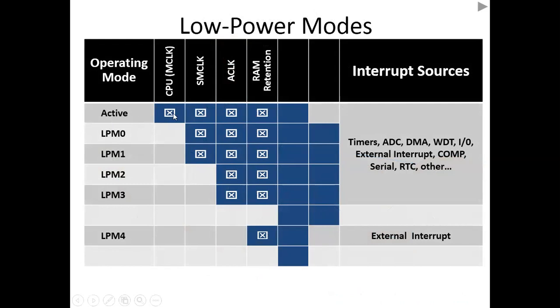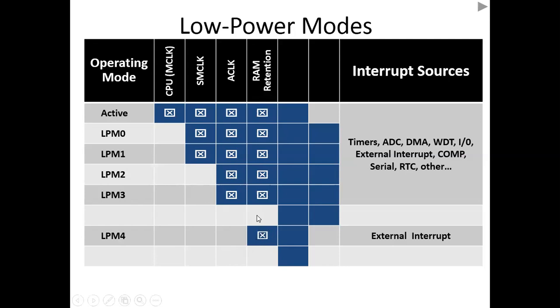For active mode, the CPU, SM clock, A clock, and RAM retention are all in the active position, whereas in low power mode 0, only the CPU is going to be off. In low power mode 1 also, the CPU is off. In low power mode 2 and low power mode 3, the CPU along with the SM clock; the CPU itself contains the M clock also. So in low power mode 2, the CPU along with the SM clock are both disabled. Whereas in low power mode 4, the CPU, SM clock, and even the A clock are disabled, except RAM retention. RAM retention will be there.